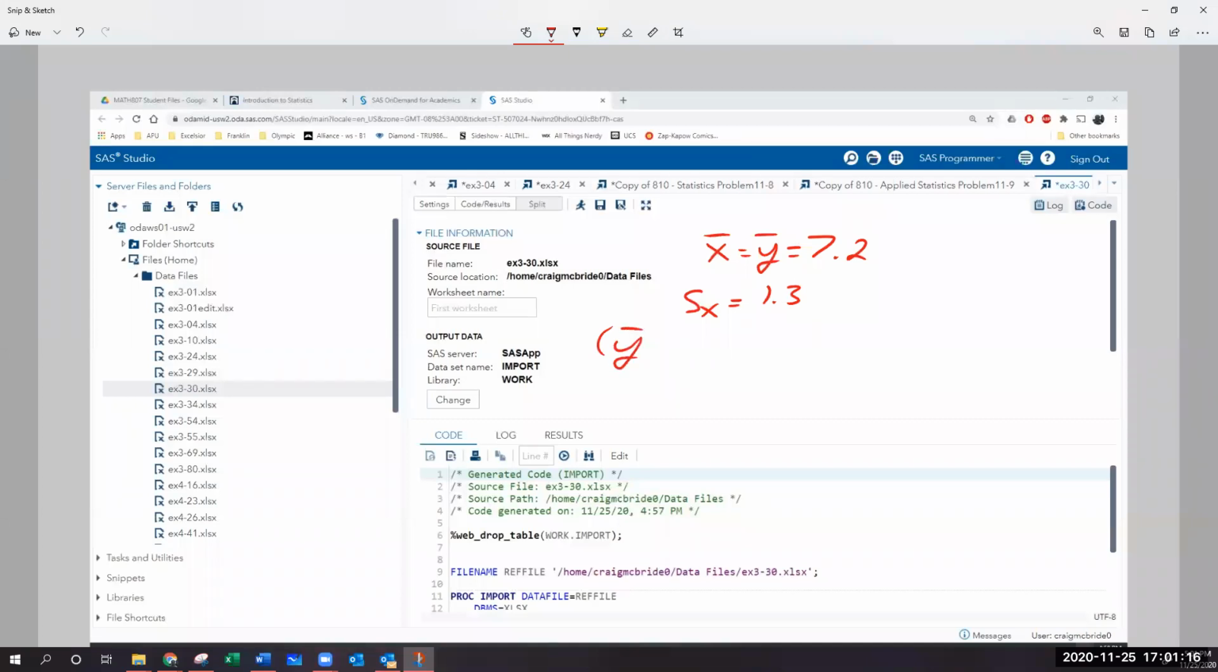y bar plus and minus s, that really just means that you're doing an interval where you take the mean, you add the standard deviation to it, and you subtract the standard deviation from it, and that's where you get your 2 numbers. So you're going to have y minus s, and of course now my computer just froze.